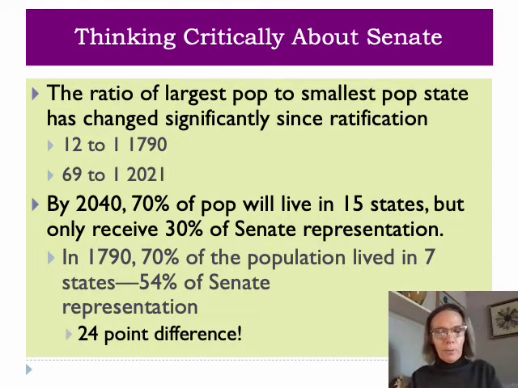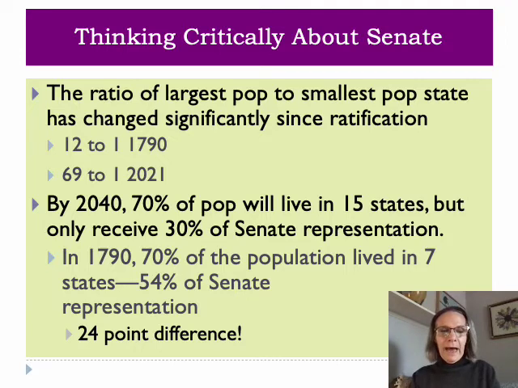If you compare that to 1790, there was a gap, obviously. When you look at the number of states that 70% of the population lived in in 1790, they lived in 7 states. Keep in mind there were only 13 states at this time. So they lived in 7 states and got 54% of the representation in the Senate, because there are 2 senators for every state. When you do the math, 7 divided by 13 is 54% of the Senate. So that's a gap, but it's not the same kind of gap that we have today.